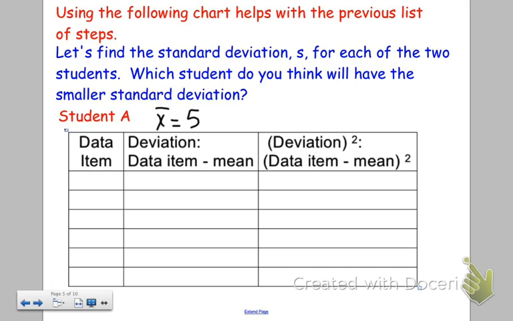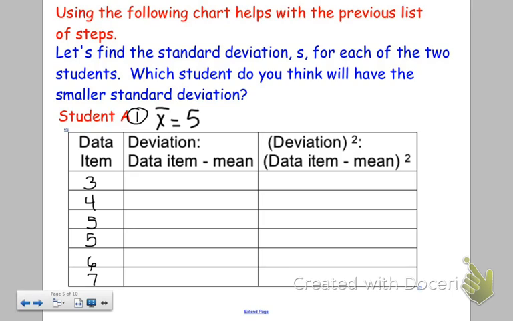Okay, I've also given us a nice chart here that will help you with the flow of the order in which we calculate standard deviation. Initially we have already found the mean. That's the first step you want to do. Now we want to list each of the data items. So we've got a 3, a 4, a 5, a 5, a 6, and a 7.